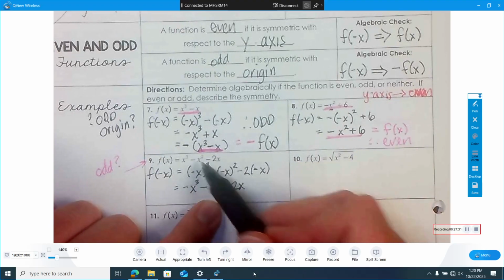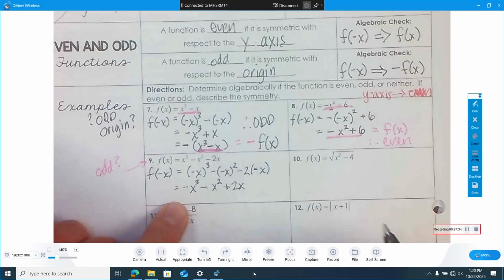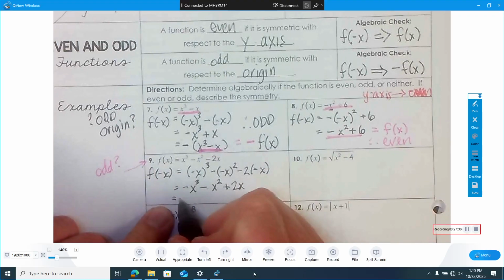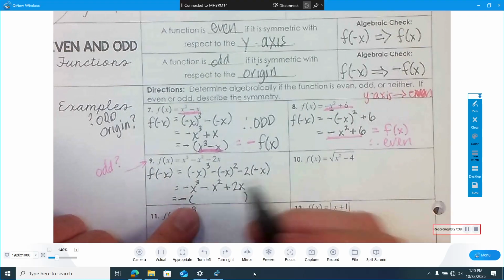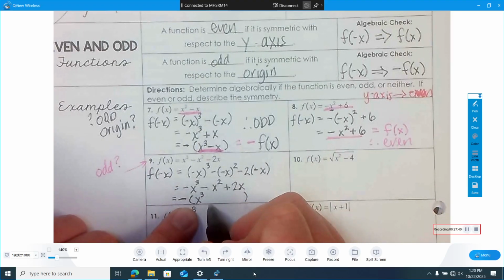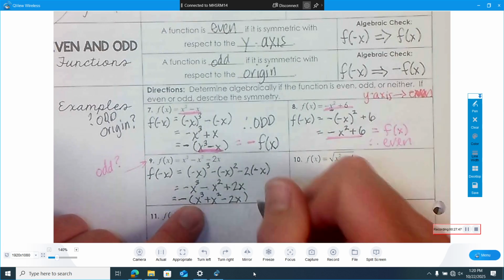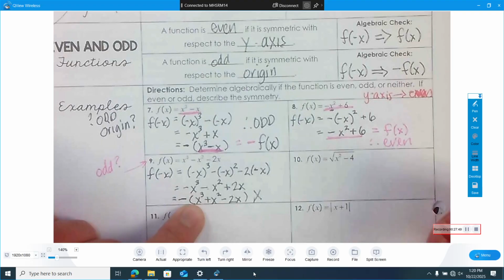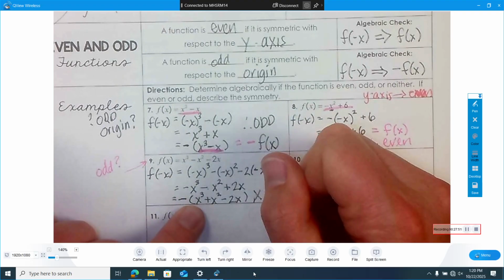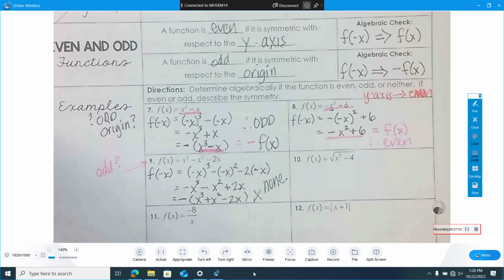That is not what I started with. Should I try to take out the negative? So let me take off the negative. Then it becomes x cubed plus x squared minus 2x. Is that what we started with? No. All right, so that does not match. So this is neither. It's not even and it's not odd. Okay.